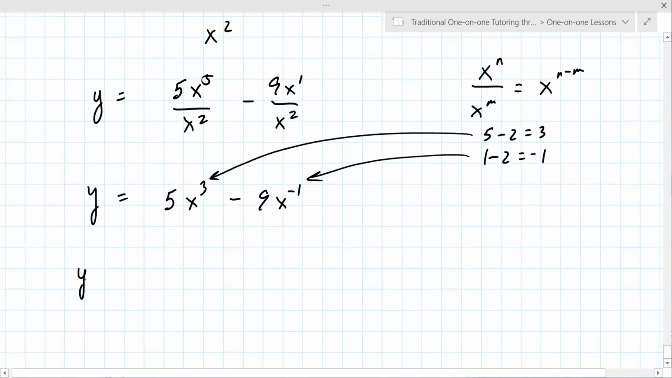So now it's just a power rule derivative. You bring the 3 down, so it's 15, 3 times 5, x squared. Negative 1 times negative 9 is positive 9, x to the minus 2. Okay.